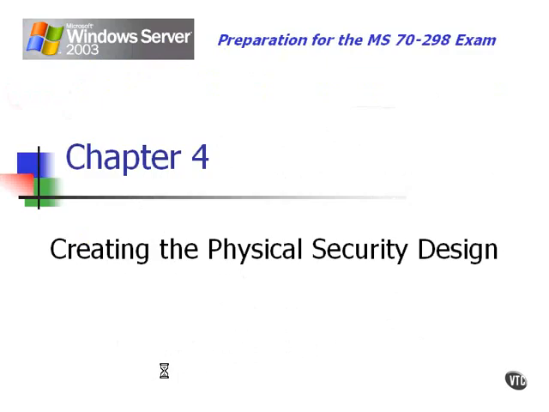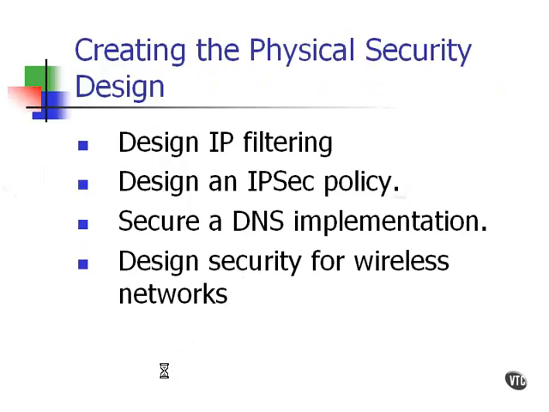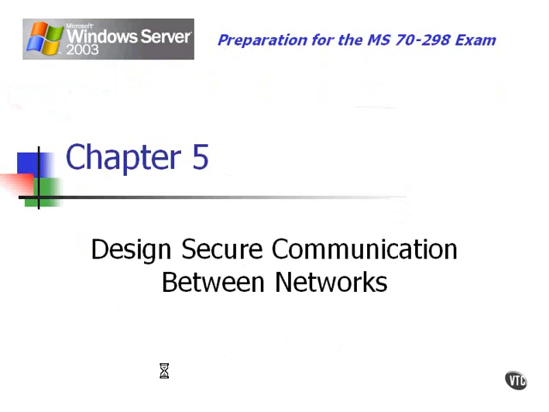In Chapter 4, we move from the logical to physical security design, and here we will design IP filtering strategies. We will design an IPsec policy, IP security policy, to secure internet traffic and even traffic between two computers within a local area network if need be. We'll also secure a DNS implementation for name resolution, and we will design security for any wireless networks that we may implement. And certainly those are becoming more and more popular and common today.